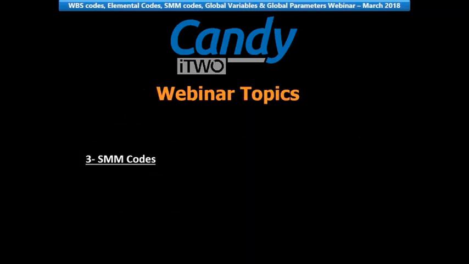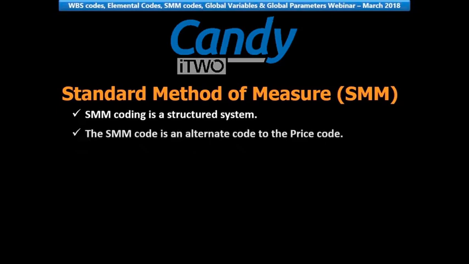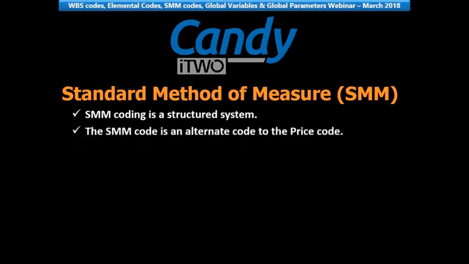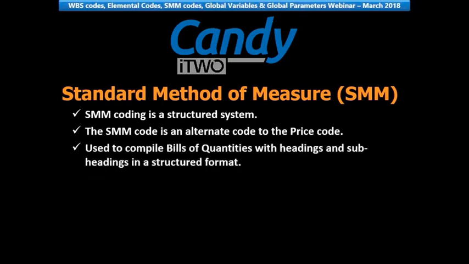Our next topic, SMM codes. Standard method of measure, or SMM. SMM coding is a structured system. The SMM code is an alternative code to the price code. It is used to compile bills of quantity with headings and subheadings in a structured format.